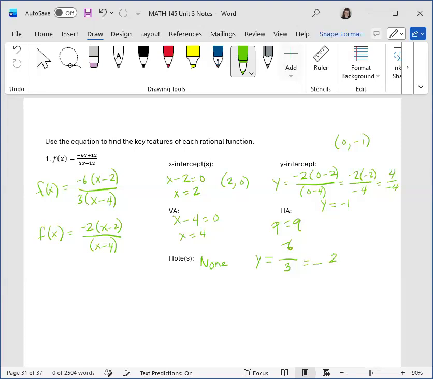Negative 2. So y equals negative 2 is the location of the horizontal asymptote.